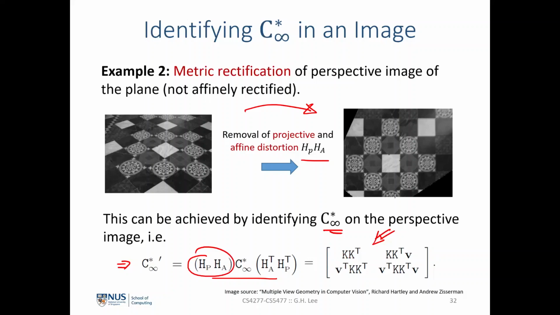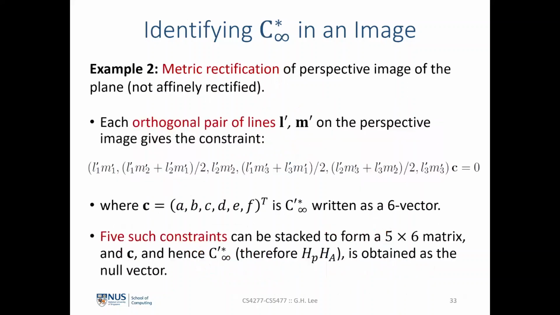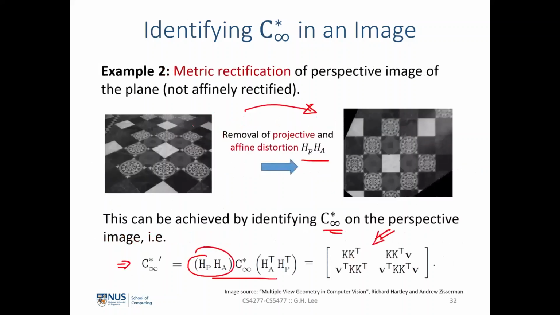So now we are interested in finding K as well as V that represents the affine transformation as well as the projective transformation. And we can do this by identifying the orthogonal pair of lines L prime and M prime directly on the perspective image. So this means that the perspective image contains the affine transformation as well as the projective transformation. We'll do the same thing. From this particular image here, we'll identify a pair of lines which is supposed to be orthogonal in the real world. So in this case here, I'm going to call this L prime and M prime over here.